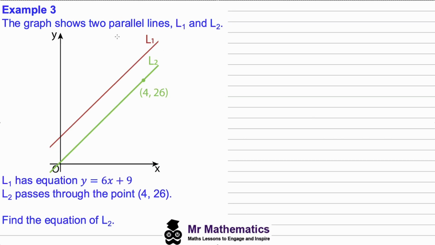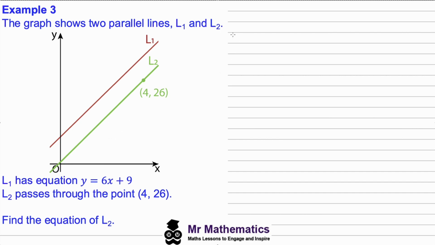So for question 3, the graph shows two parallel lines, L1 and L2. L1 has the equation y equals 6x plus 9, and L2 passes through the point 4, 26. We need to find the equation of this line L2. So perhaps you want to give this question a go yourself. Okay, so how did you get on with that?